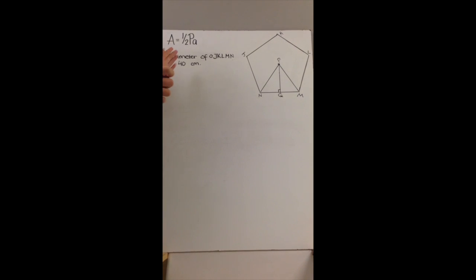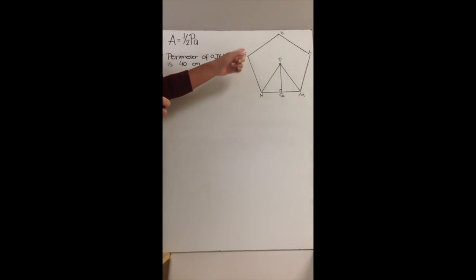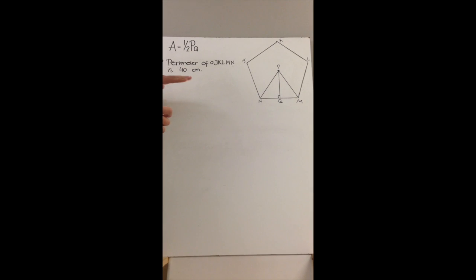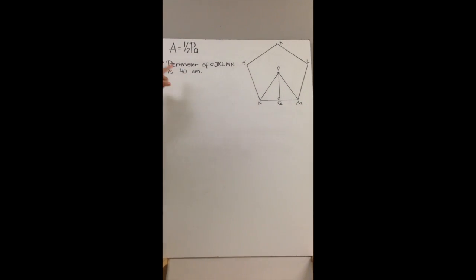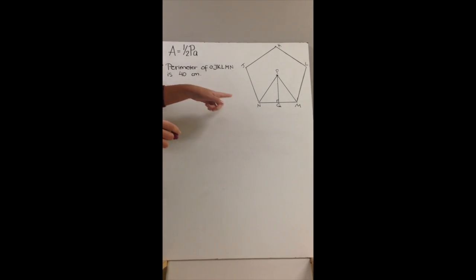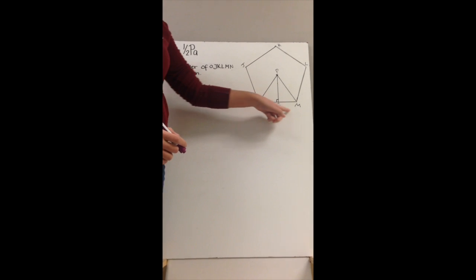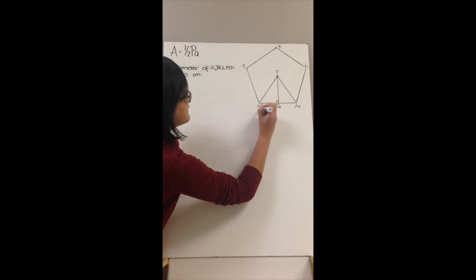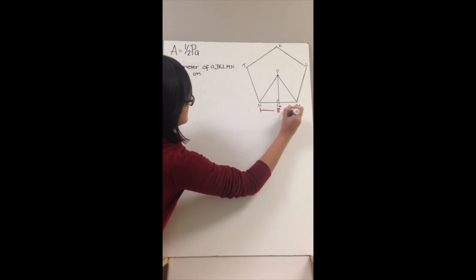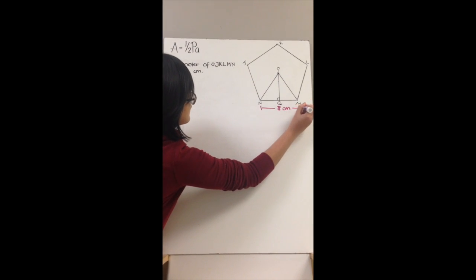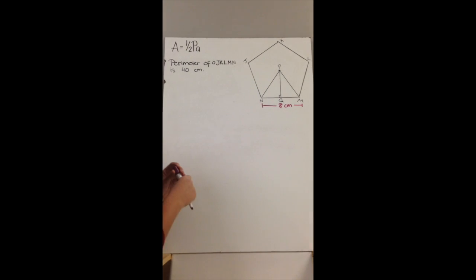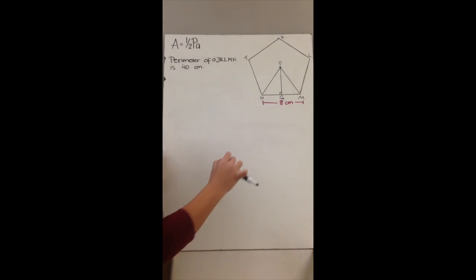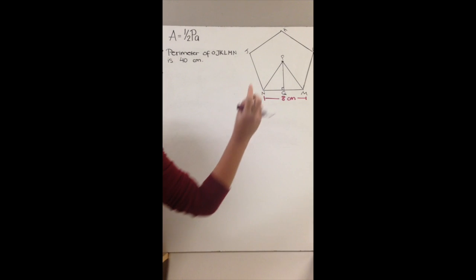We're going to try to find the area of a regular pentagon with only the perimeter given. So since the perimeter is 40 centimeters, we can find one side length by dividing it by 5. So 40 divided by 5 is 8 centimeters. Now, we're going to use right triangle trigonometry to find out the length of the apothem.